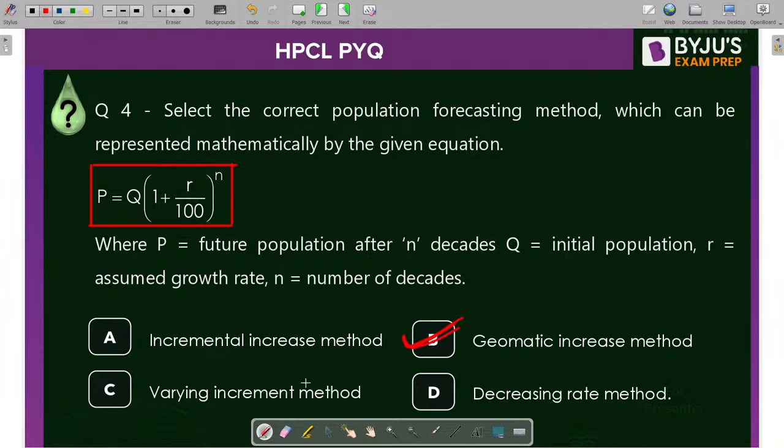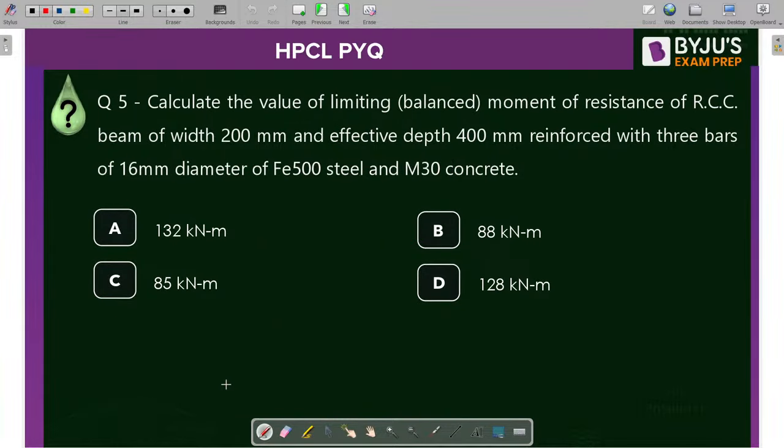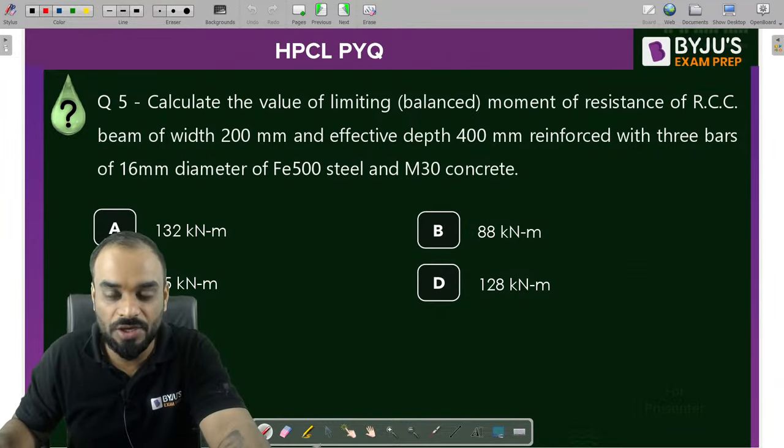Now you can tell me, guys, in this particular paper you may get very simple types of questions. The next question is based upon your RCC. In this problem, you need to estimate the value of the limiting moment of resistance. What is the value of MR? You need to calculate it.